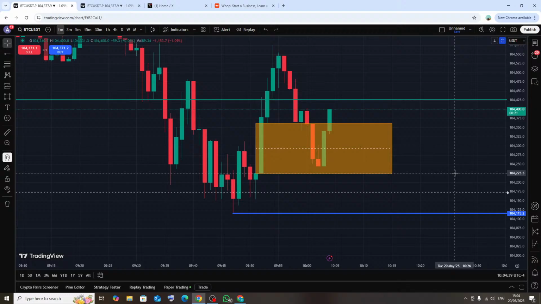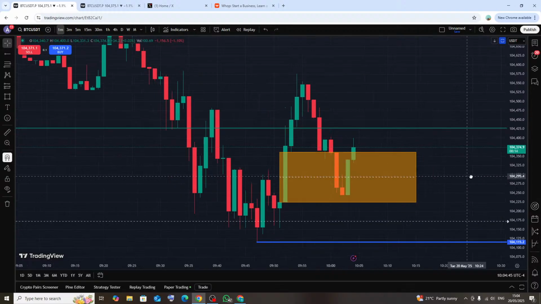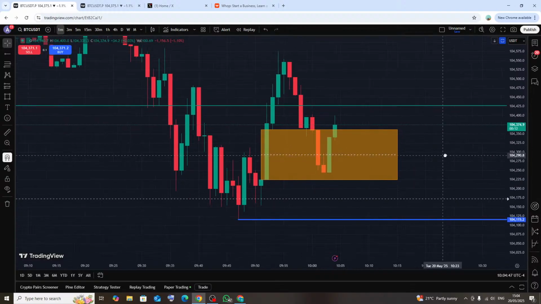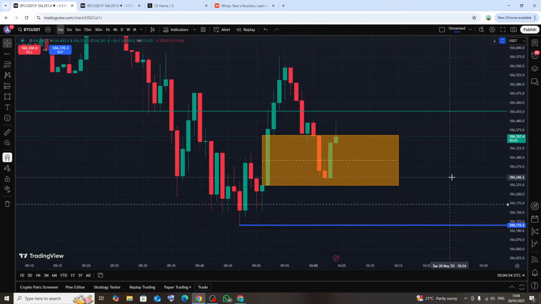So how would you feel if you went for a short at this range? Are you looking for all of those lows? Now you got stopped out, and still we are not sure which way it could go from here. We're just watching and observing.